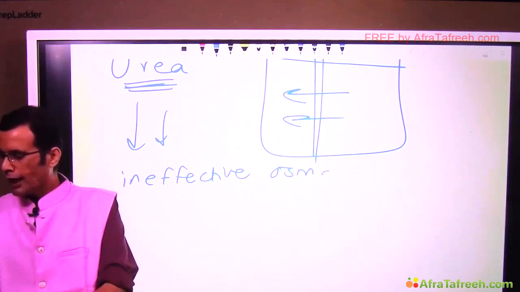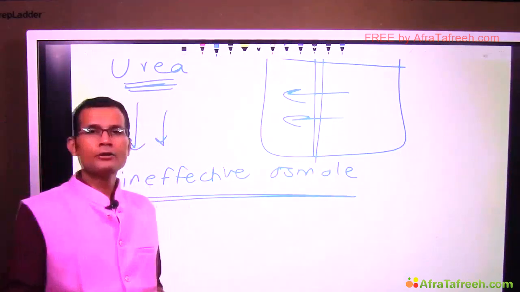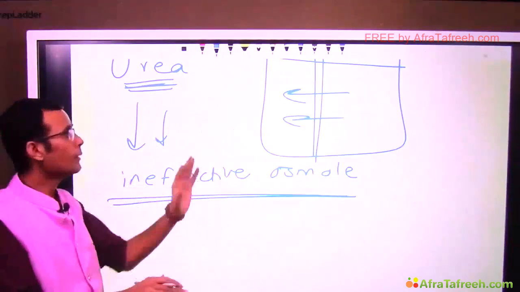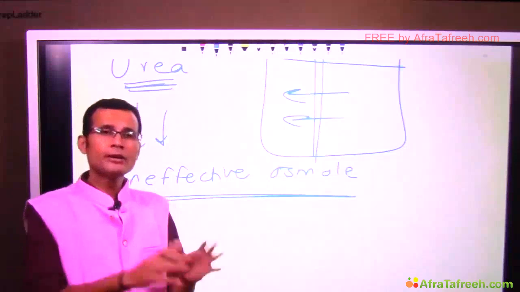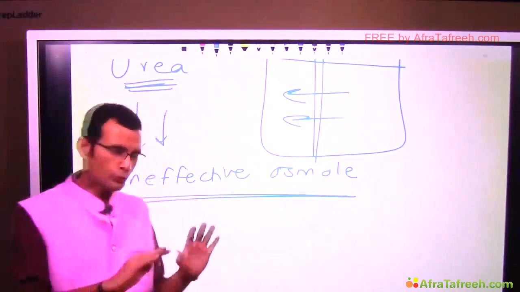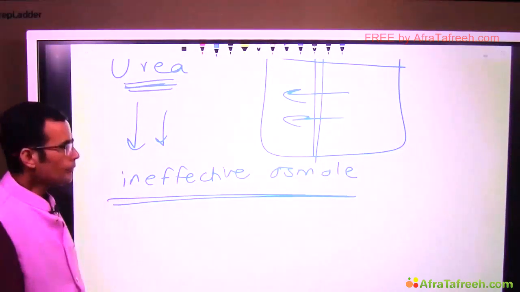Urea is an ineffective osmole, and therefore it's not considered for the calculation of tonicity. We will take it for osmolality, but if they are asking to calculate the serum tonicity, we will not take urea, we will take only sodium and glucose. So remember that it's considered an ineffective osmole.